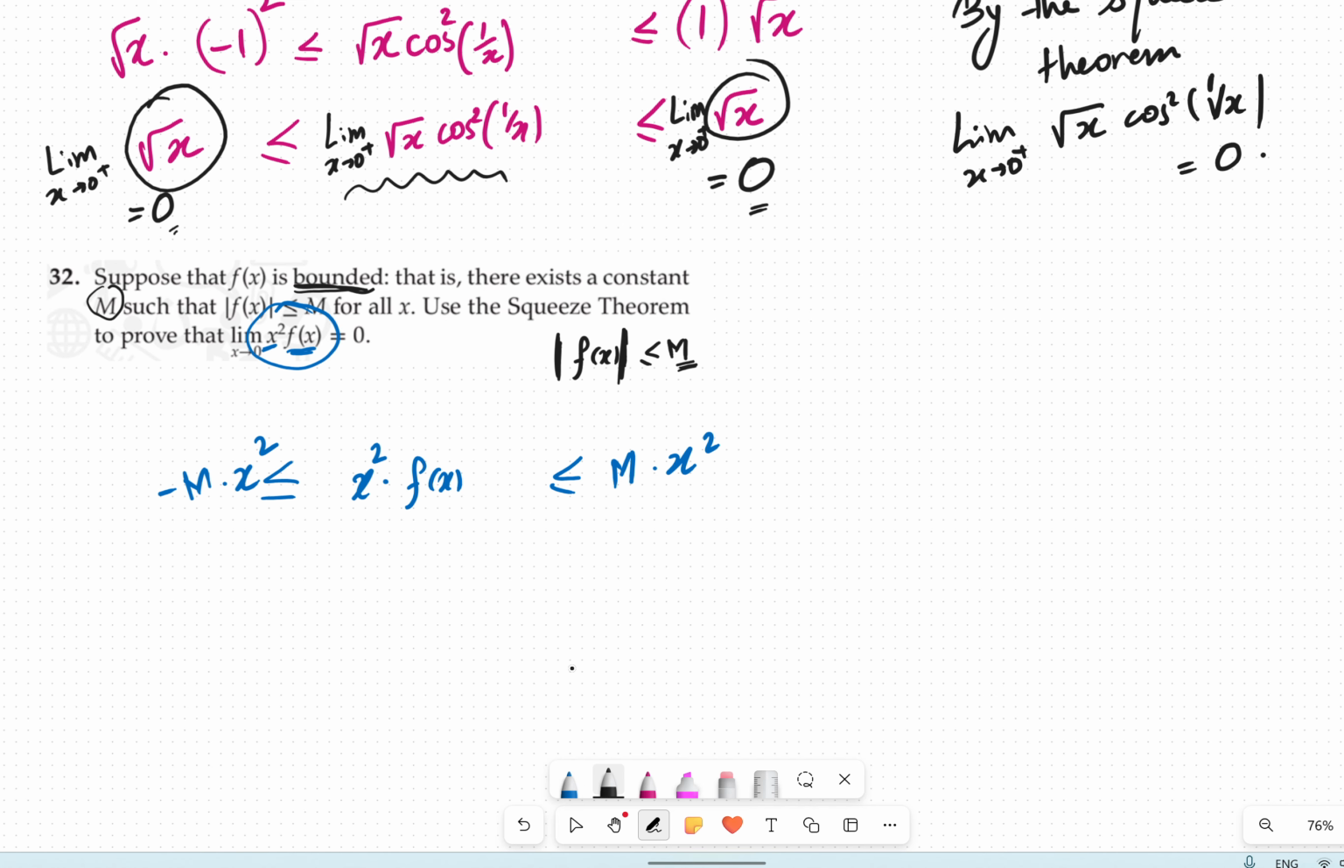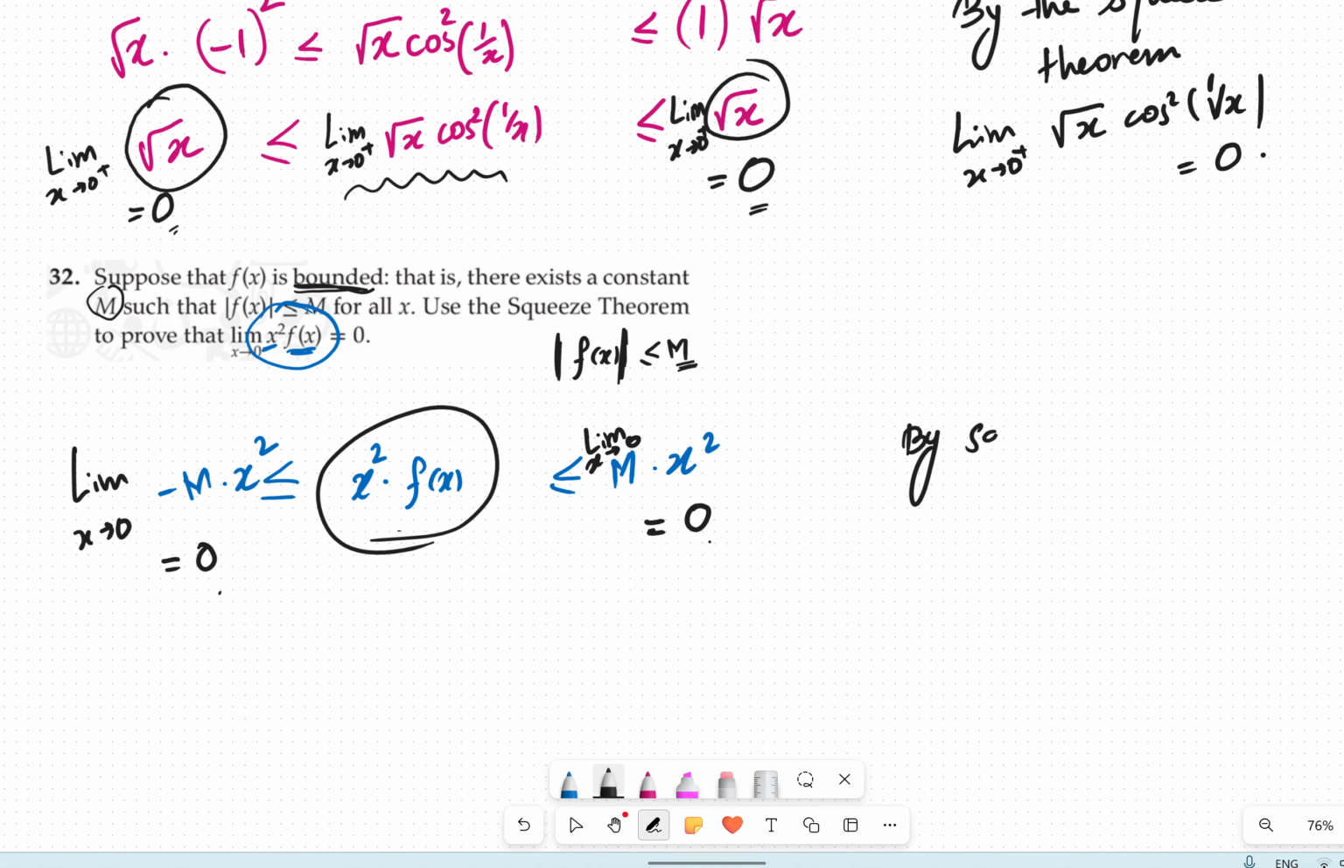So I will say the limit as x approaches 0 of this, and the limit as x approaches 0 of this. Now m is a number, so 0 squared is 0, times any number is 0. Same thing here, this is 0. So since this goes to 0 and this goes to 0, I will know for sure that since this is always between them, by the squeeze theorem, the limit of x squared f of x as x approaches 0 is 0.